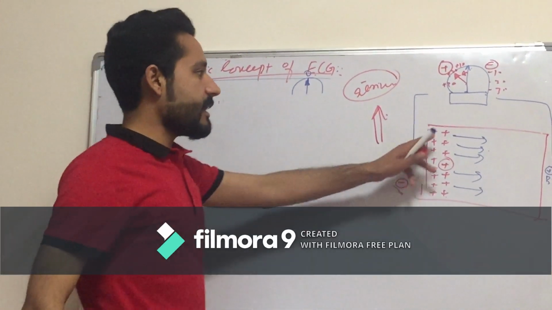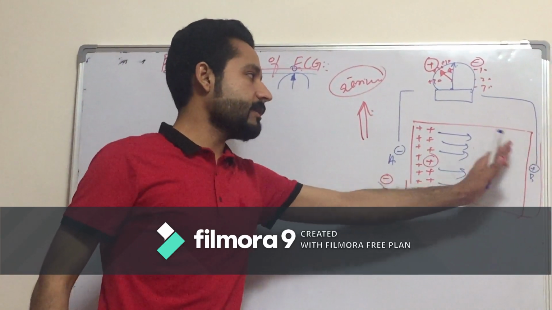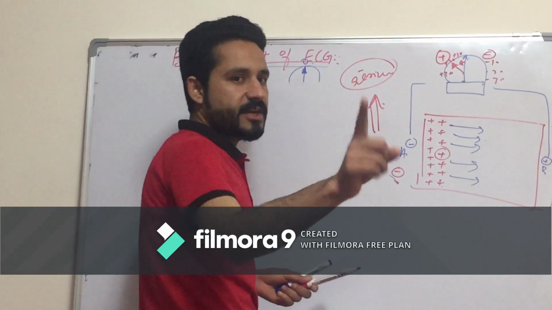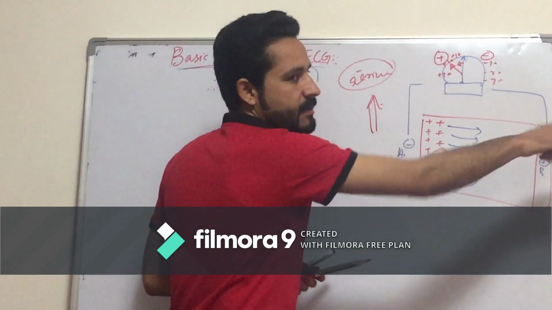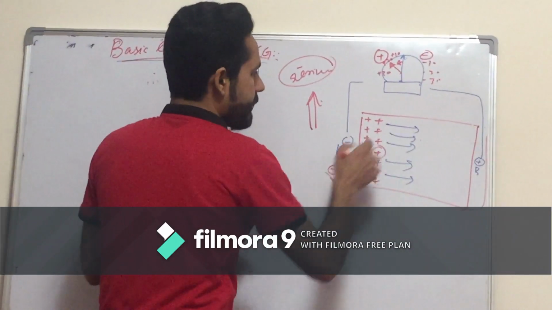Always remember, when the current flows from the positive terminal towards the negative, what will be the direction of the current? The direction of the current will be that in which the charges are moving. Always remember. Now the charges are moving towards the positive side.